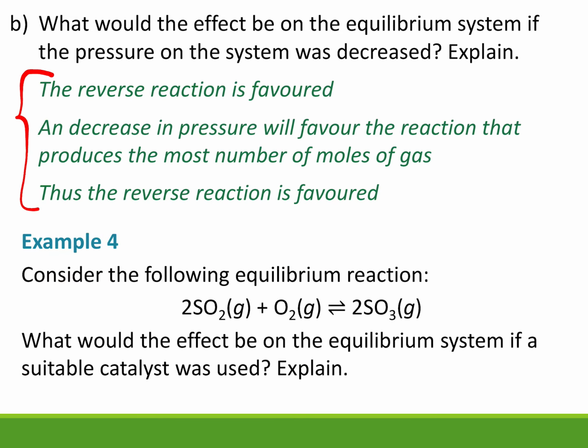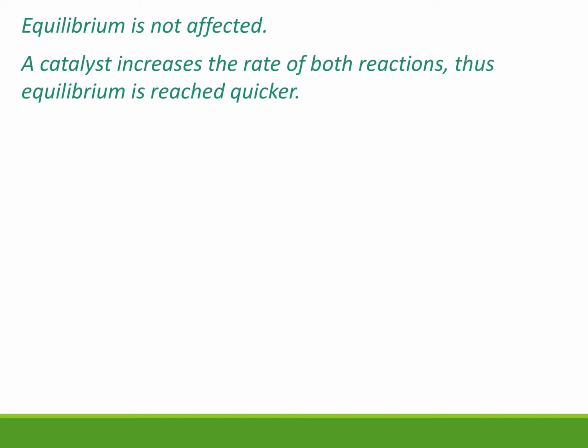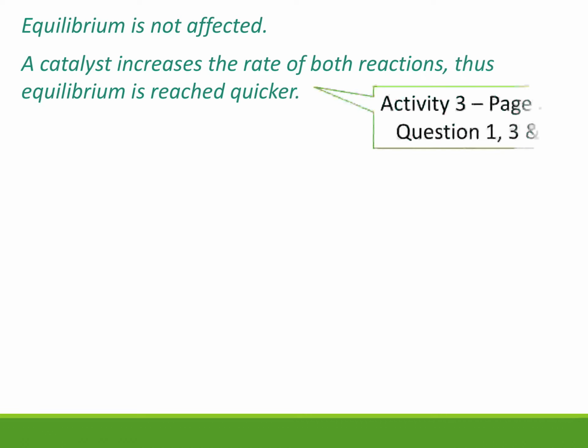Lastly, and this is quite important because this is where they're going to trick you, consider the following equilibrium reaction. And then they say, suitable catalyst. What does a catalyst do? Catalyst speeds up the reaction. Equilibrium is not affected. It just means that it's going to get there quicker.